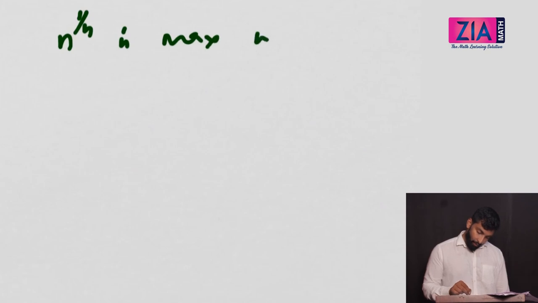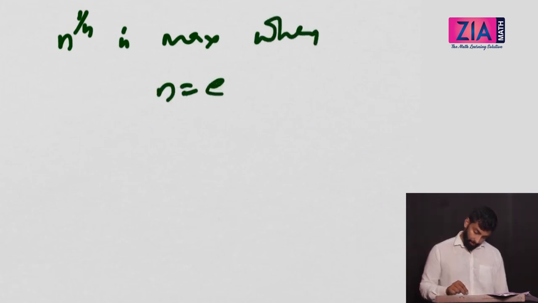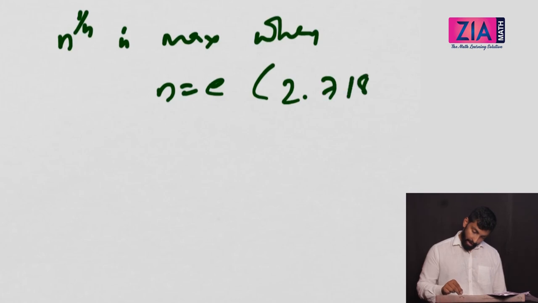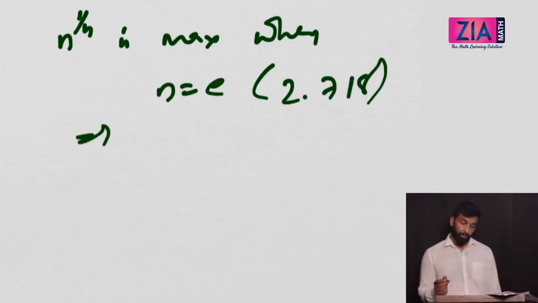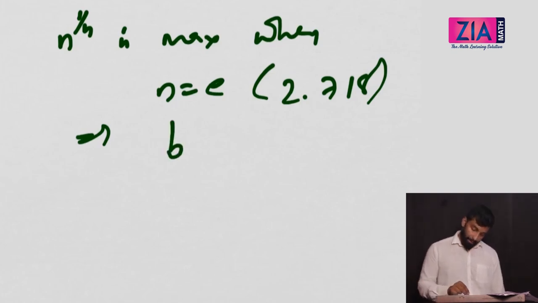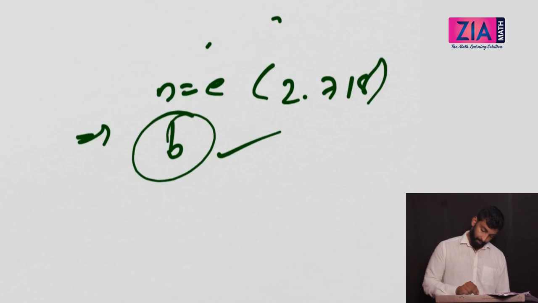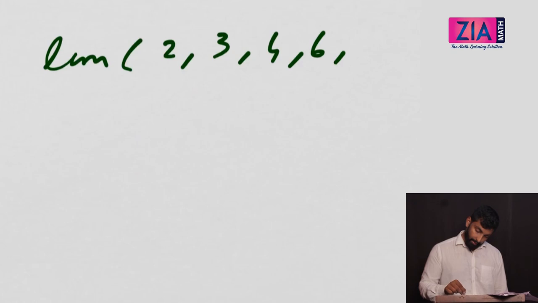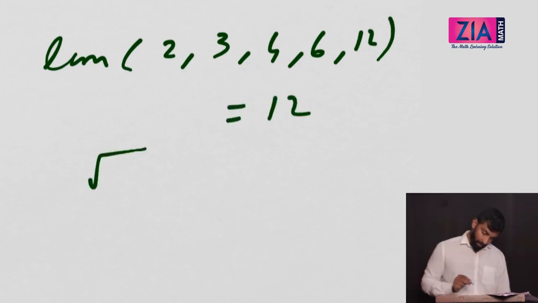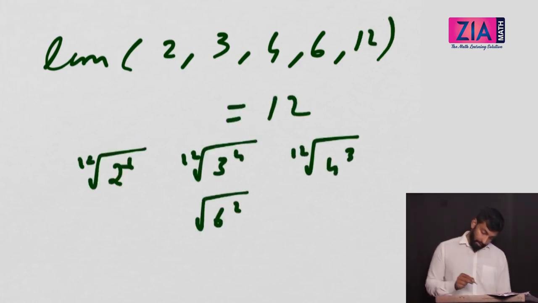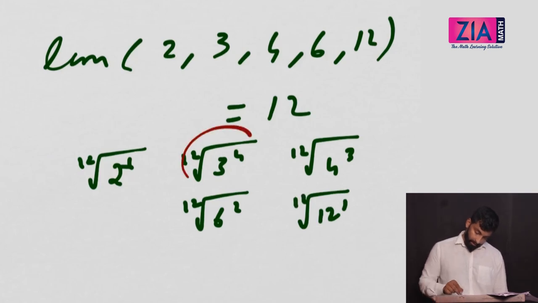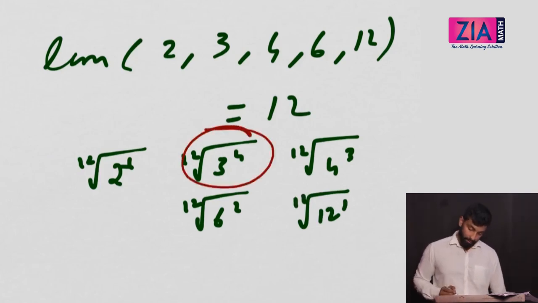See here, you need to know one thing. N raised to 1 by n is maximum when n is equal to e, that is 2.718, right? Now among the given options, n equal to 3 is closest to the value of e, so you can directly pick B as the answer. Or what you can do is, you take the LCM of 2, 3, 4, 6, 12, you will get 12, right? Now we can rewrite it, and from this we can understand that 3 raised to 4 is the largest one.